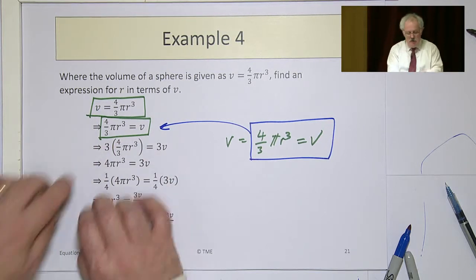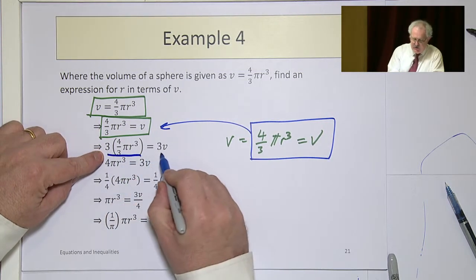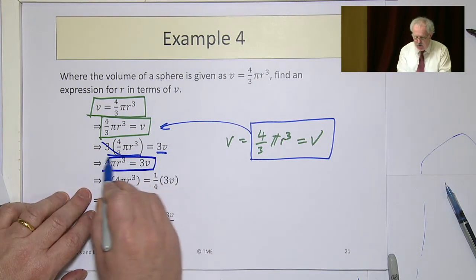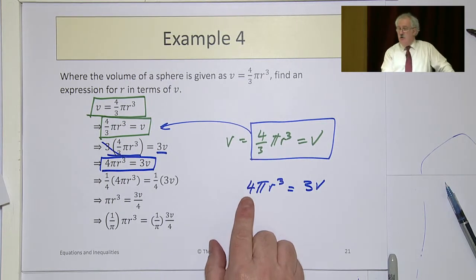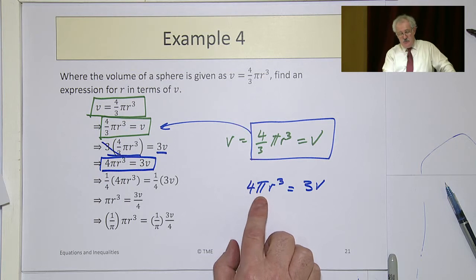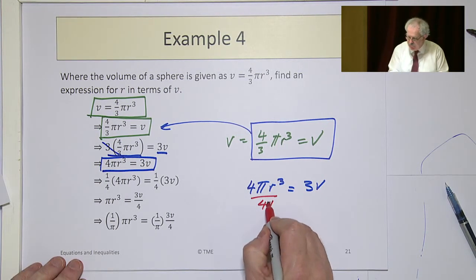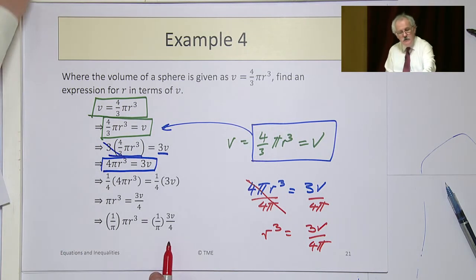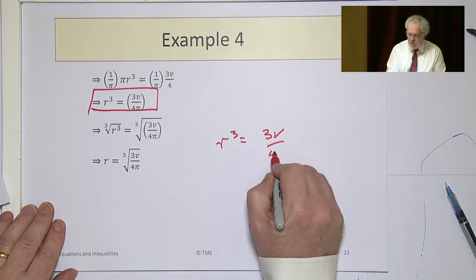Is that okay? 4 over 3, how do I get rid of the 3 on the bottom? Multiply by 3. So 3 times the 4 pi over 3 is 3 times v. And that gets rid of the 3 for me. Now I have an expression that says 4 pi r cubed is 3v. Do I like the 4? No. I could divide by 4 pi on both sides, because pi is just a number. And I get r cubed is equal to 3v over 4 pi. Or I could do it in 2 steps.